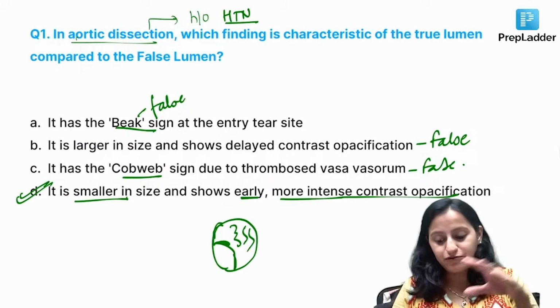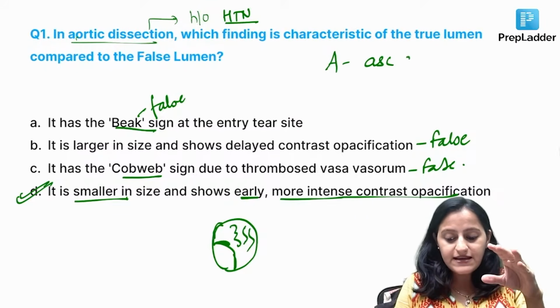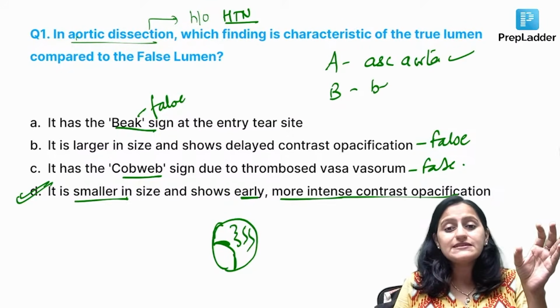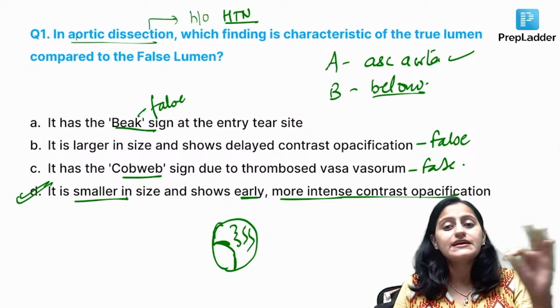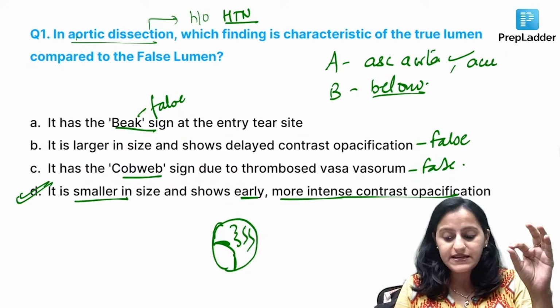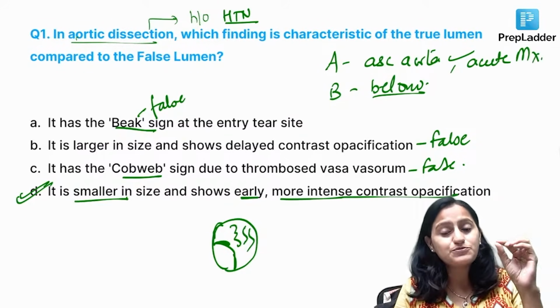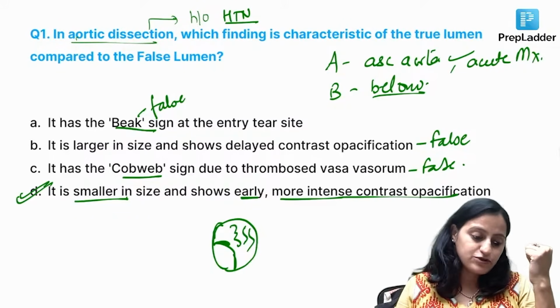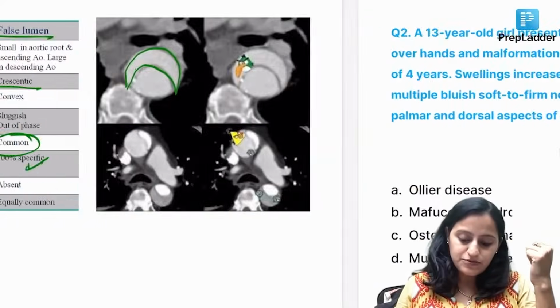Stanford A and Stanford B. A is for AA, ascending aorta. If the ascending aorta is involved, it is Stanford A, and B is below the ascending aorta, when the ascending aorta is not involved. A is for ascending aorta, A is for acute management. Surgical management is required for Stanford type A. Okay, so the answer is going to be D.